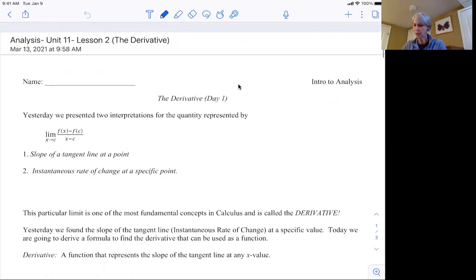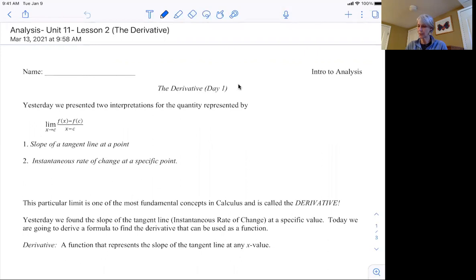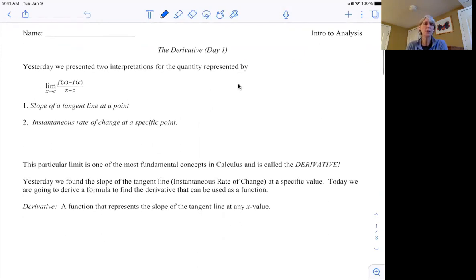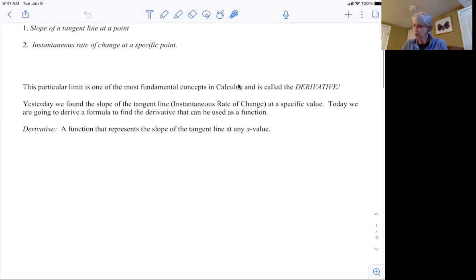Hi guys, today we're on Unit 11, Lesson 2, and we're going to be talking about the derivative today. So yesterday we presented two interpretations for the quantity represented by the limit as x approaches c of f of x minus f of c over x minus c. We said this could represent the slope of a tangent line at a point and the instantaneous rate of change at a specific point. So you've got to understand that these two things mean the same thing, and we find it by evaluating that limit. This particular limit is one of the most fundamental concepts in calculus and is called the derivative.